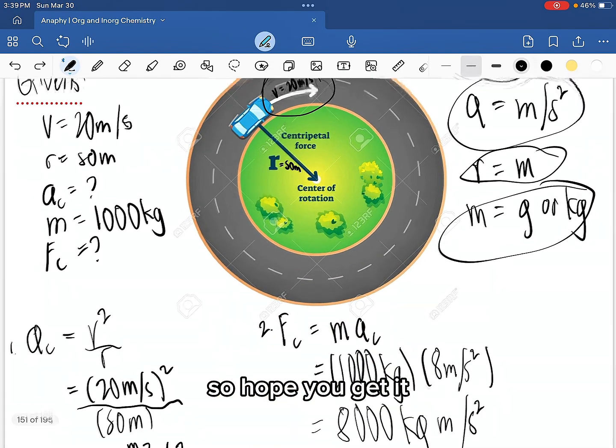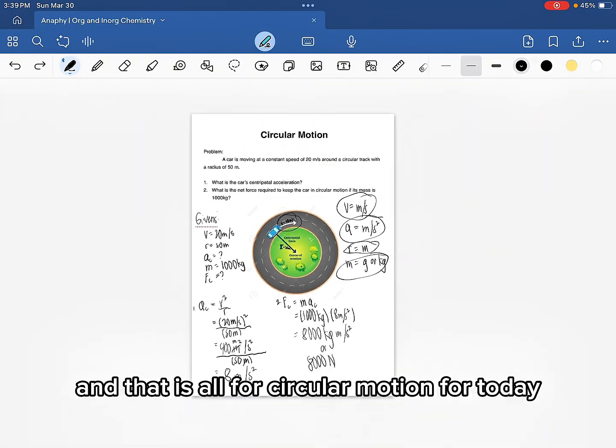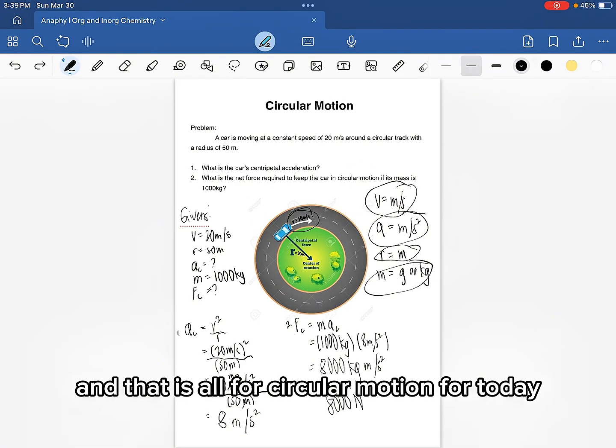So I hope you get it. And that is all for circular motion for today.